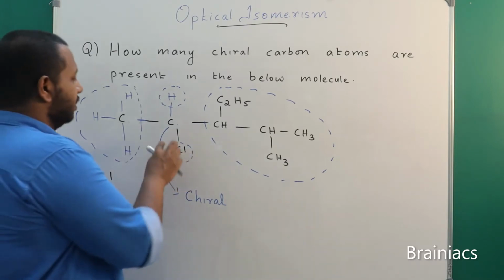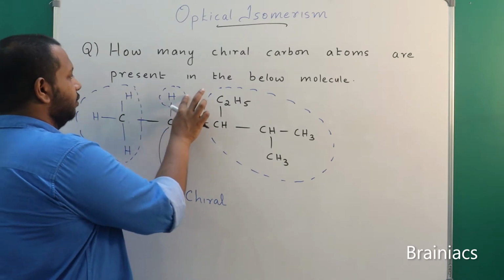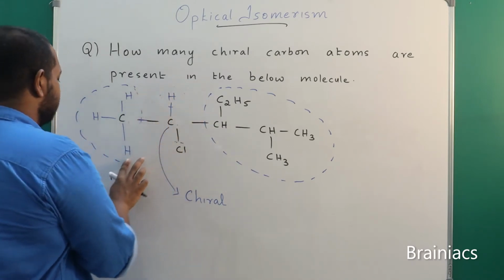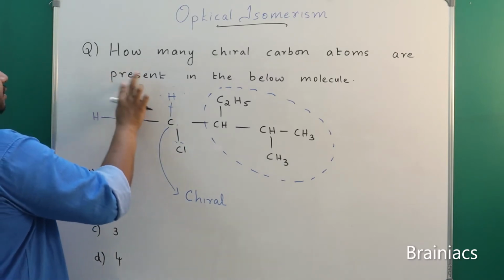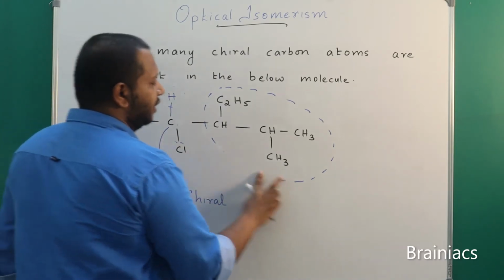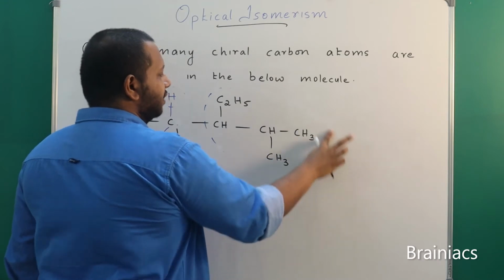Now let's look at the next carbon. When I am going to the other one, I will rub all these things, otherwise you will get into confusion. So that is very important. You should rub the existing one and analyze it. Now let's go to the other carbon and see whether it is chiral or not.